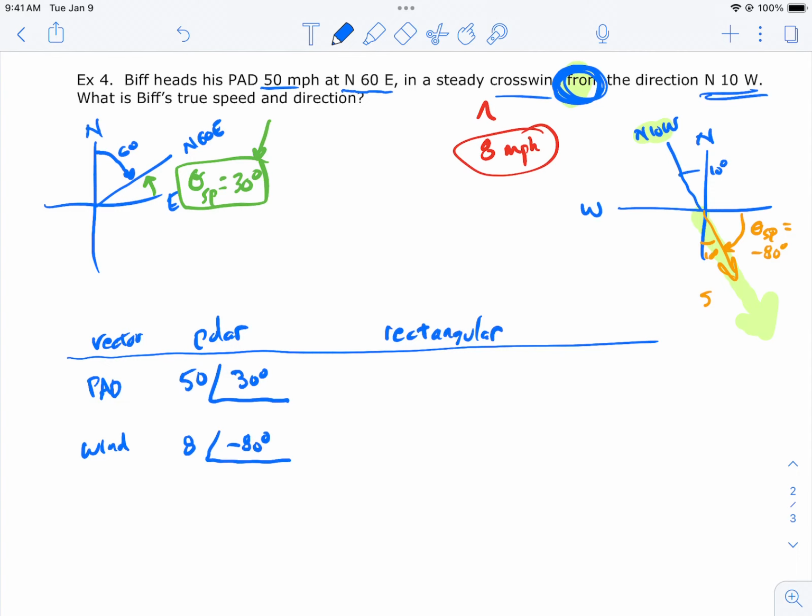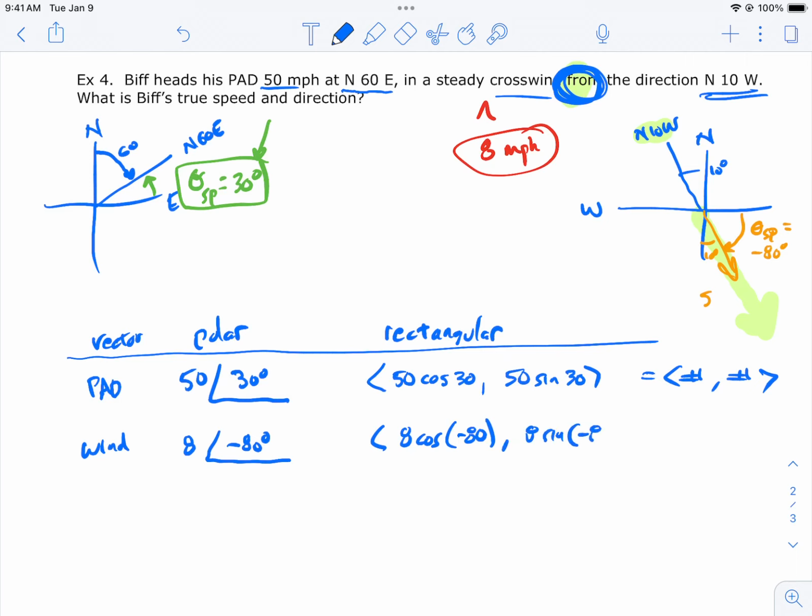Now I'm going to show you something. Remember last time I said, well, the x component is 50 cosine 30, and the y component is 50 sine 30. And then I worked out the numbers over here. Well, you could take a shortcut. Now, if you would like to work out these numbers, go ahead. But you don't really need to work out those numbers because all we're going to be doing is adding these things anyway. So continuing with the wind, this is 8 cosine of negative 80 degrees. And this is 8 sine of negative 80 degrees.